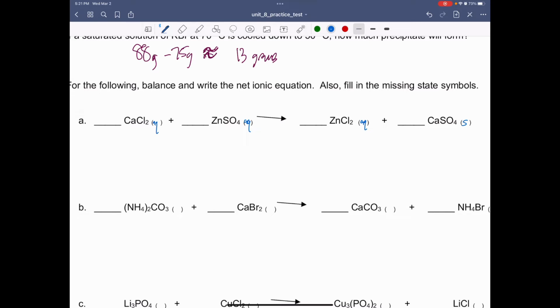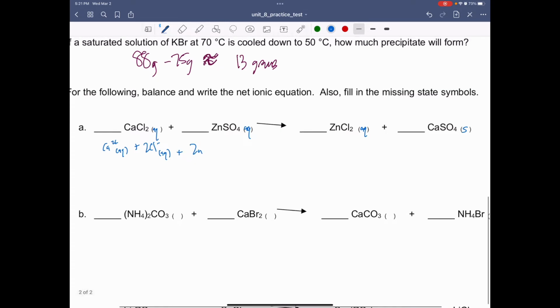Okay. Next thing is, let's start writing this out. So Ca2+ aqueous plus 2Cl- aqueous plus Zn2+. How do you know it's plus 2? Because sulfate is minus 2, so this must be a plus 2. Just double checking that real quick. Sulfate minus 2. Yep, okay.